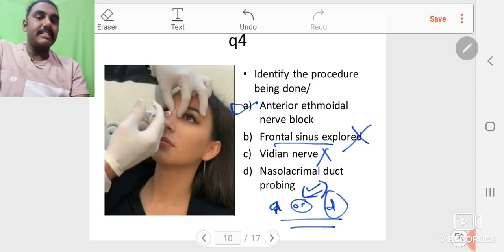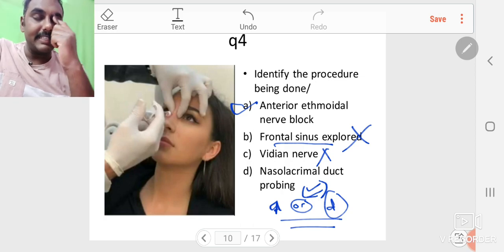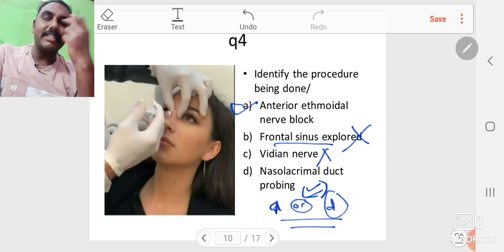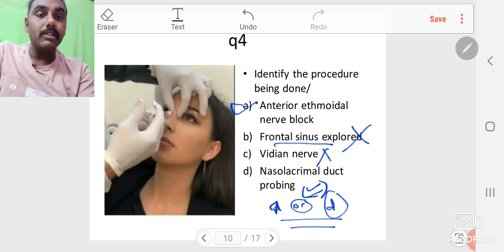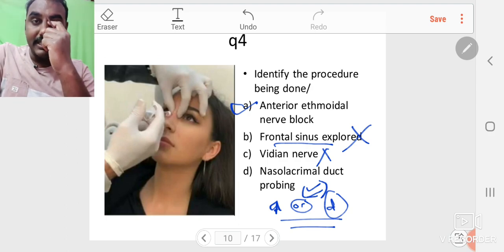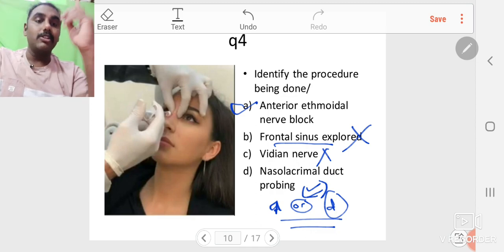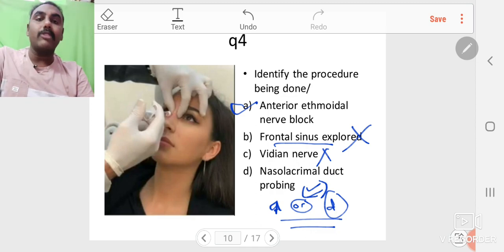Since it appears like there is a syringing being done in the canthus, and this appears something like a lacrimal syringe, or something like a syringe with a probe. Usually if it is between the medial canthus of the eye and the tip of the nose, think of nasolacrimal duct probing. You may ask me why it is not an anterior ethmoidal nerve block.